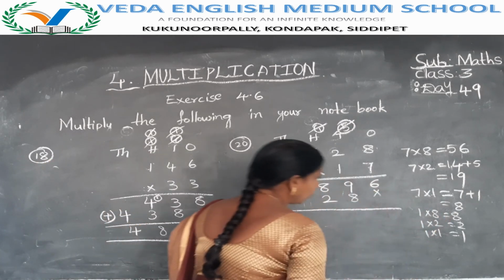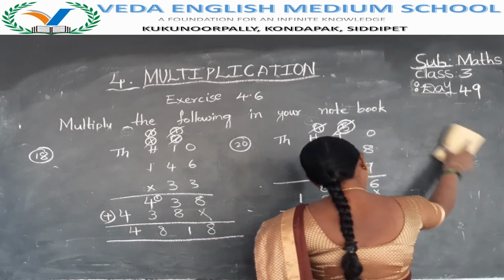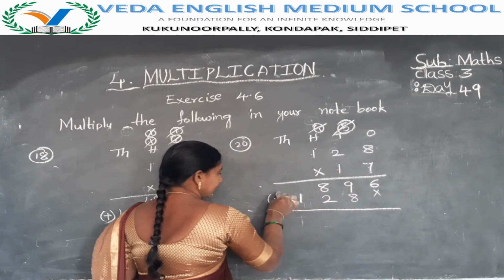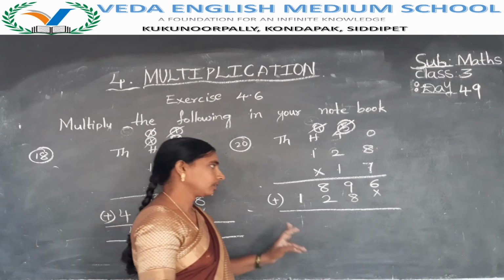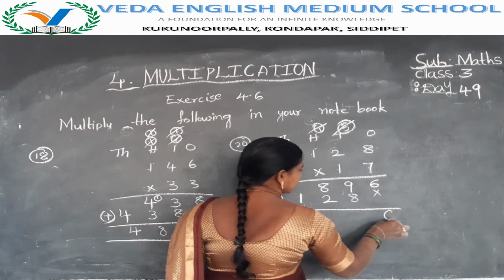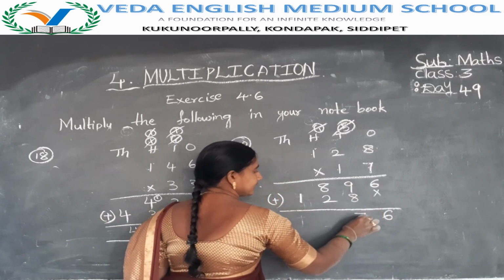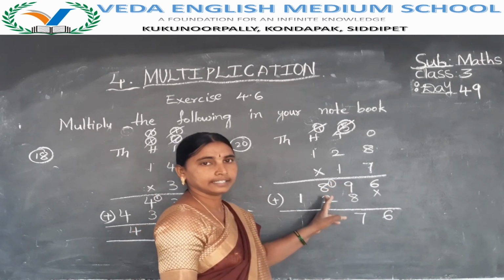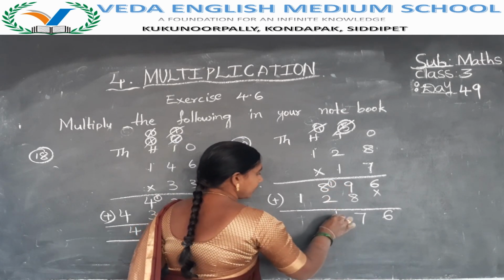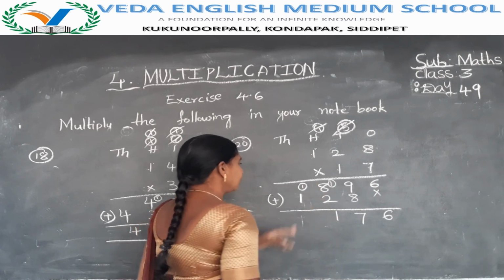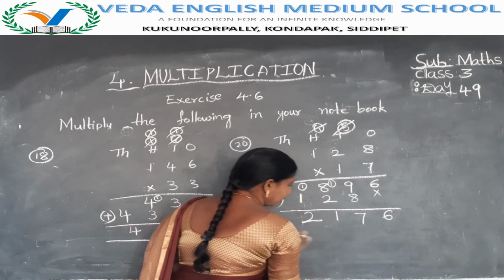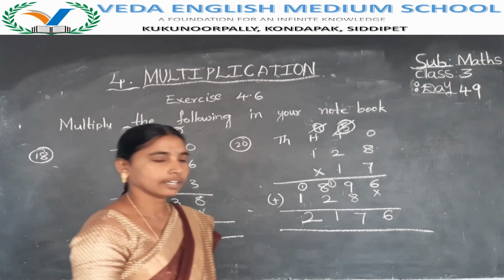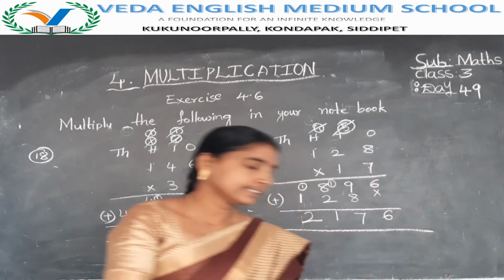Next what do now? Addition. So I keep here addition symbol, that is the plus. Now add these two numbers. 6. 9 plus 8 is the 17. 1 carry. 1 plus 8 is the 9. 9 plus 2 is the 11. So 1 carry here. 1 plus 1 is the 2. The total answer is the 2176.